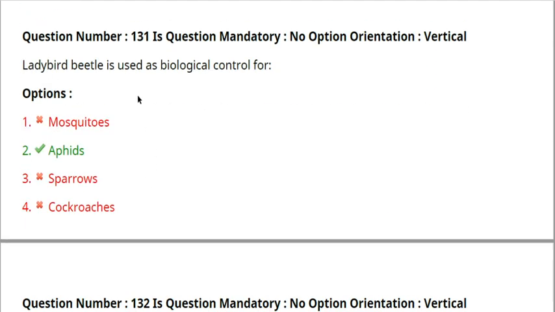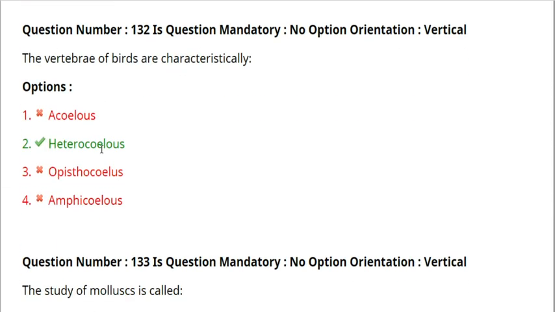Next, ladybird beetle is used as a biocontrol for controlling aphid infection. The vertebrae of birds are characteristically heterocoelous, friends. Heterocoelous means saddle shape. If you ever watch a bird's vertebra, the center will be rounded in nature, and the sides will be somewhat bent in nature. That's how the vertebrae, meaning the spine, of birds is, they are asking.